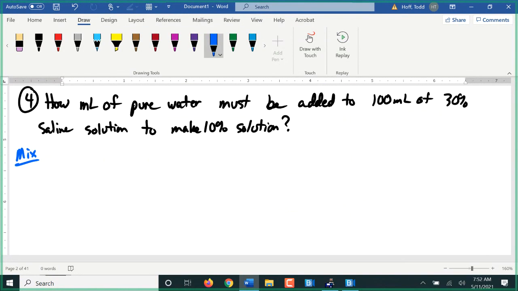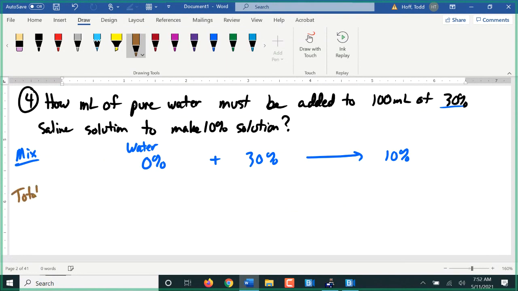So this one, when we are mixing here, we're mixing pure water, which is 0%, with a 30% saline solution. And we're trying to create a result of a 10% solution. And here we are given the total amount of the 30% solution is 100 milliliters. We're trying to find how much water, so we'll let X be the amount of water. So that adds up, the amount of the 10% solution will be X plus 100.